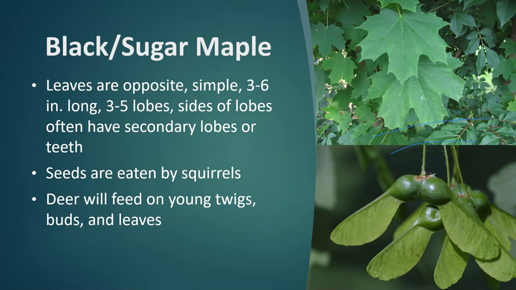Again, it's a maple, so the leaves are going to be opposite. They're simple. The leaves are about 3 to 6 inches long with 3 to 5 lobes, just like the red maple. But you can see that the sides of the lobes often have secondary lobes, just like the silver maple did. So you almost have lobes inside of lobes. Deer will feed on young twigs, the buds, and the leaves.